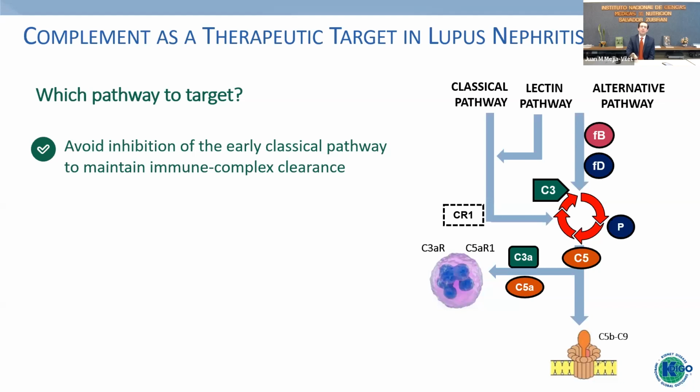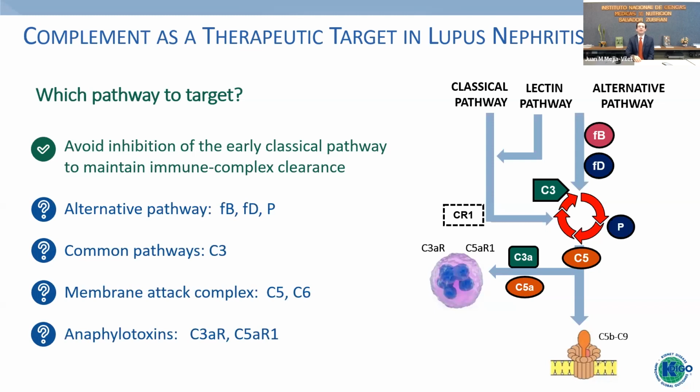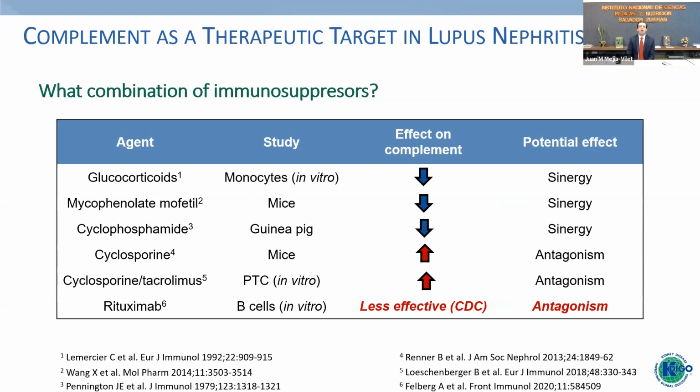We know that we have to avoid inhibiting the early classical pathway, to avoid inhibiting those opsonins that help eliminate the cellular debris, but it's not so clear if we have to go for the alternative pathway, the common pathway, anaphylotoxins and their inflammatory damage, or the membrane attack complex, or maybe a combination of them. Many studies have focused on the alternative or the common pathways, as these are the most potent ways of activating complement. Another potential question is what combination of immunosuppressors, because we're going to inhibit complement and we don't want to interfere with the function of other immunosuppressors.